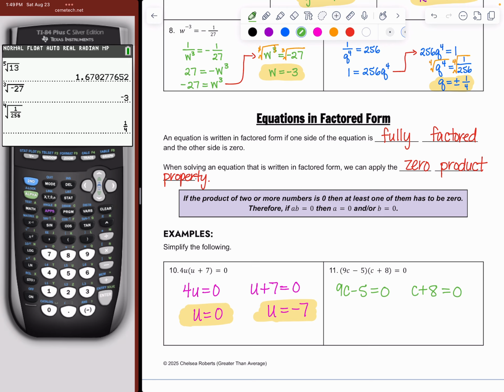So the first thing we will do is add 5 to both sides in the first equation, and then we will divide by 9, so that c is equal to 5 over 9. The second equation, we will subtract 8 on both sides, so that c is equal to negative 8. So those are my two solutions there.